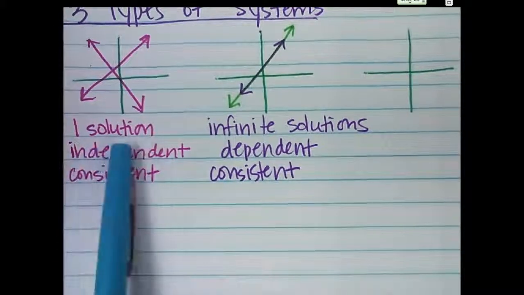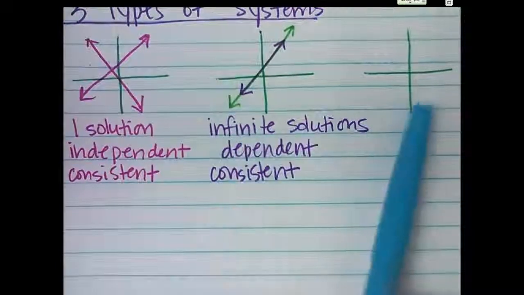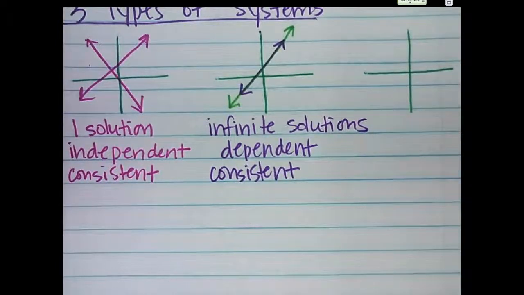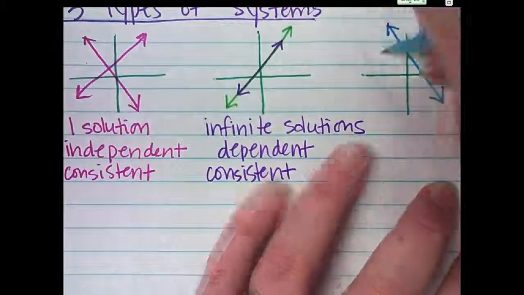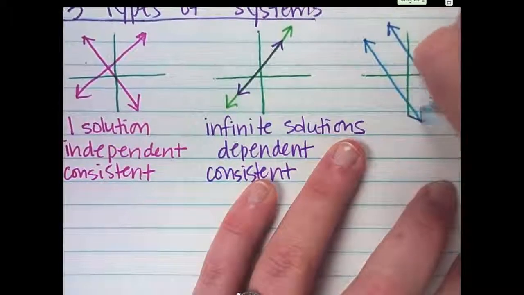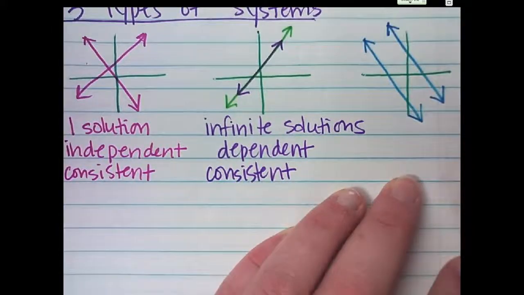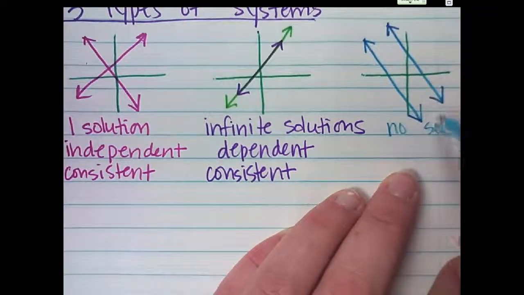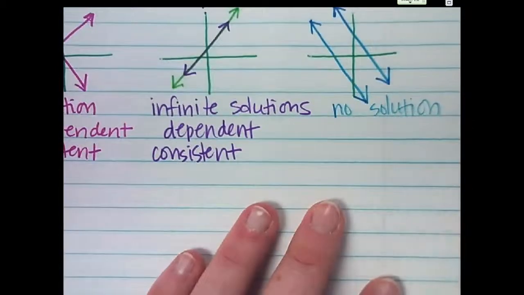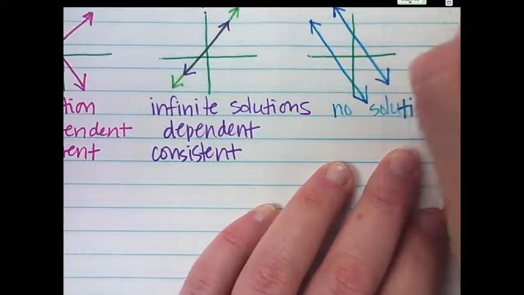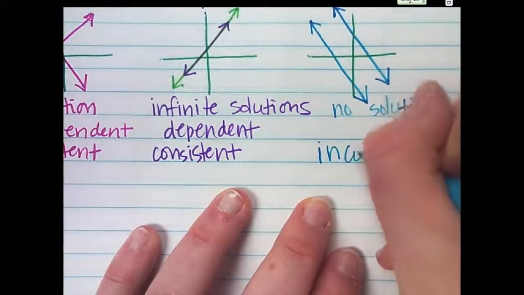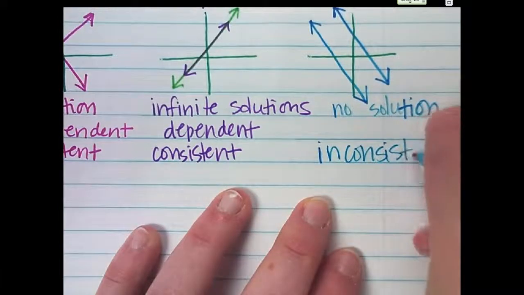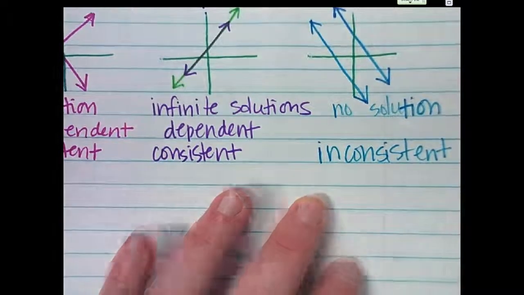So I have one solution, infinite solutions. What do you think this one's going to be? No solutions. What kind of lines create no solution, do you think? Parallel. Perfect. Parallel. So this would be no solution. And we just say this is inconsistent because there's just no solution to it anytime. So it just has one word, inconsistent.